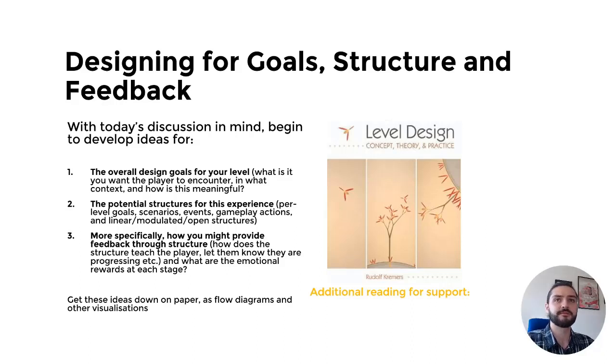More specifically, how could you provide feedback through structure? How does the structure teach the player? How does it let them know that they're progressing? And what are the emotional rewards at each stage in your level? I'd like you to get these ideas down on paper as flow diagrams and other visualizations. So you can do these as flow diagrams and top-down maps and tie them both together.